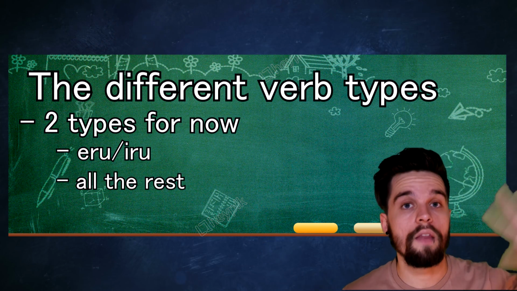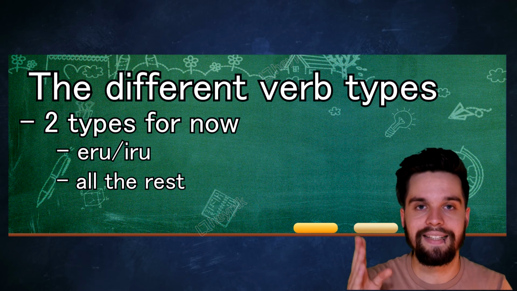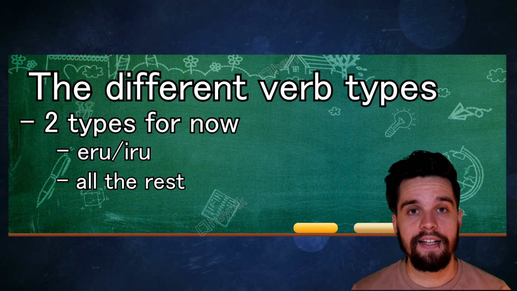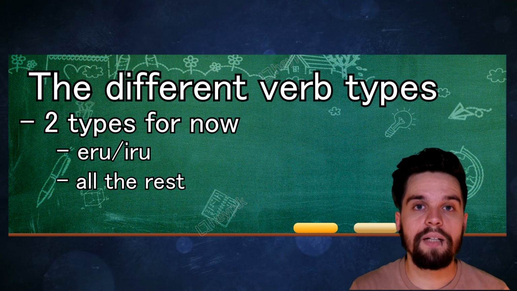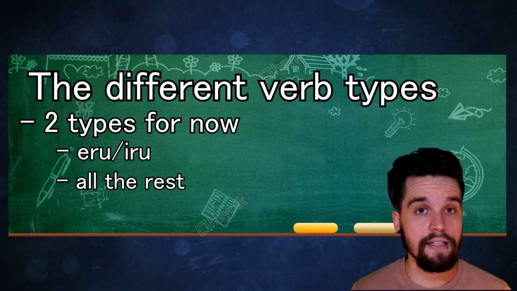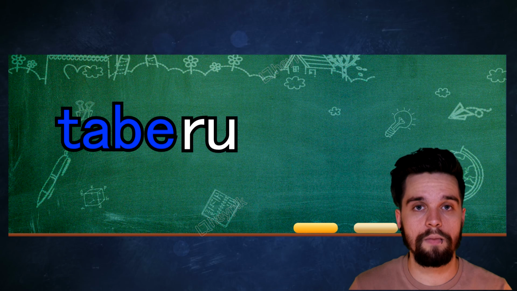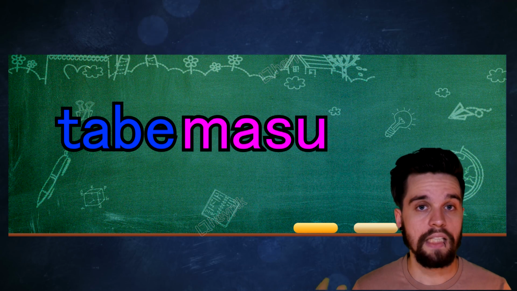Now I will talk about the other verbs in the next video, but for now I want to focus on the eru and iru verbs. The reason for that is that the eru and the iru verbs are the easiest to conjugate. When using masu with iru and eru verbs, you just take away the ru and you put in masu. Let's take taberu for example. Taberu means to eat. So when you want to say taberu but you want to be polite, you just say tabemasu, tabemasu.